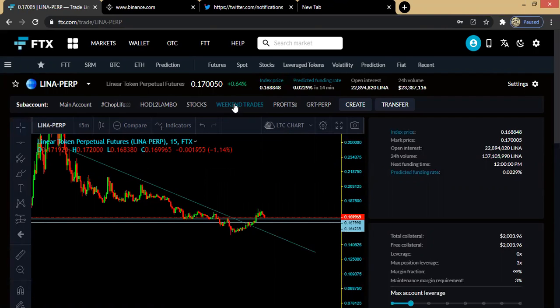Any time I want to trade on weekends, this is where I normally go to, because I don't always trade on weekends. It's the funds from here that I normally use. And then you have my profit sub account.